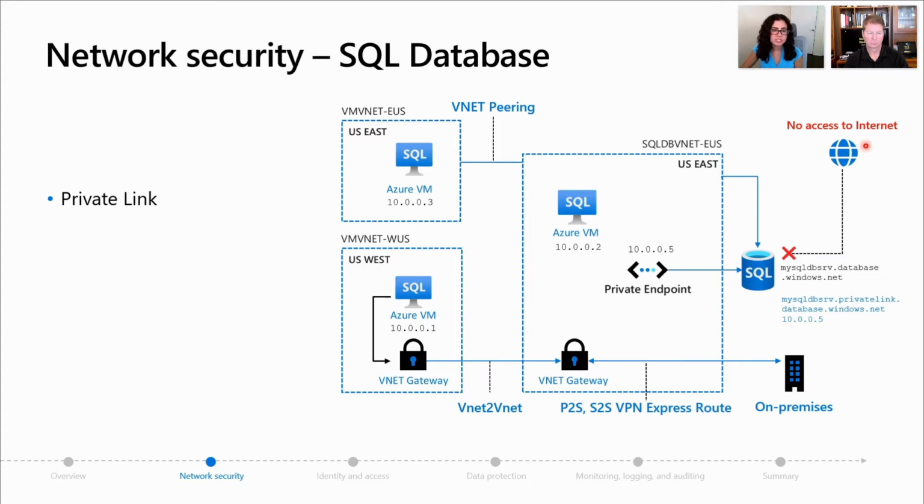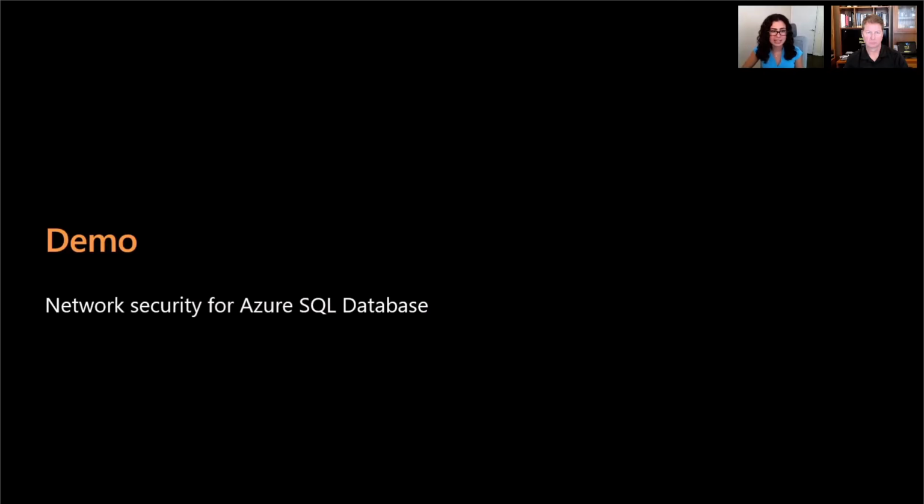And the way this works is you essentially deploy a private endpoint into a virtual network. So it has its own private IP address, and you can only connect to that database server through this private endpoint. Now, there's a lot going on here, a lot of things to consider. I thought it might be useful to just take a look at an example.